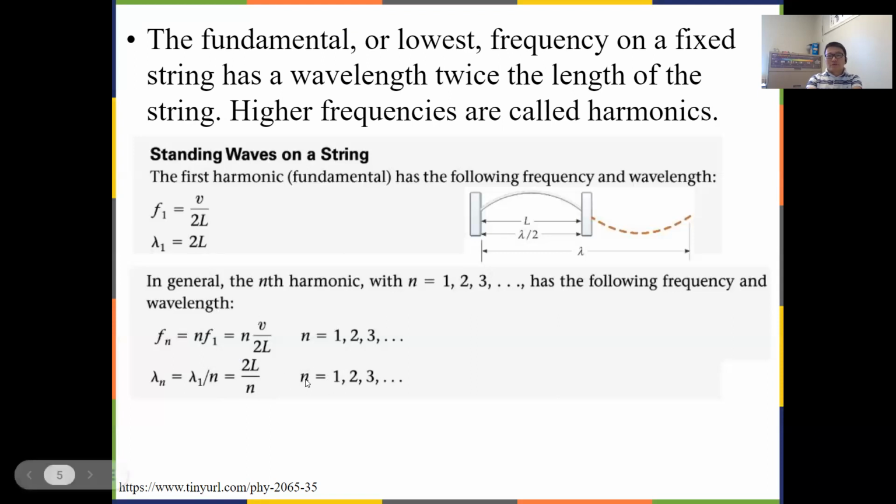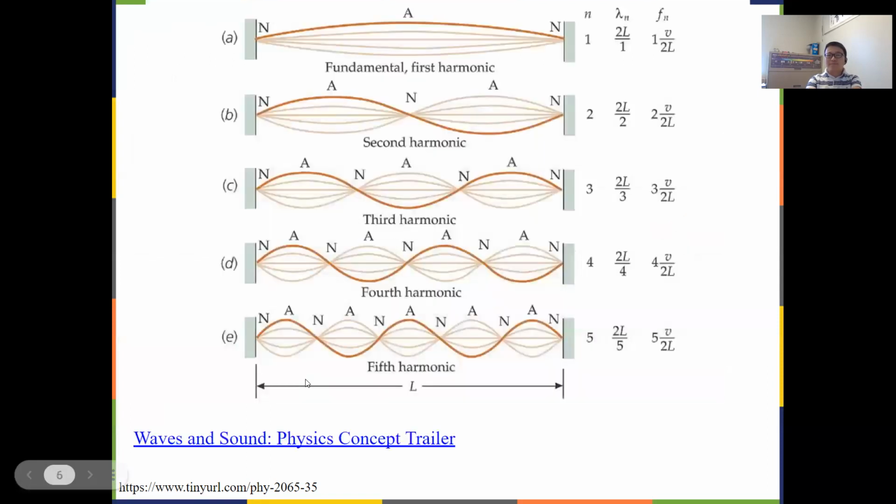So those are the equations to use for the different harmonics. And this is a visualized summary, a figure summary here. The first harmonic n equal to 1, second n equal to 2, 3, 4, 5, etc. Wavelength lambda sub n: the first harmonic wavelength is 2L divided by 1, the second one will be 2L divided by 2, and the third will be 2L divided by 3. The fourth one will be 2L divided by 4 because you are creating 4 loops here. So the total length L is divided into 4, and 2 loops will be 1 wavelength.